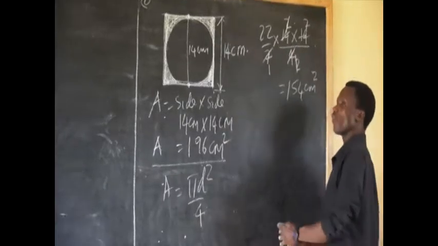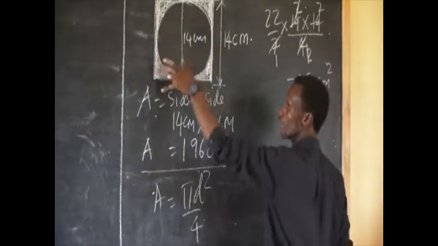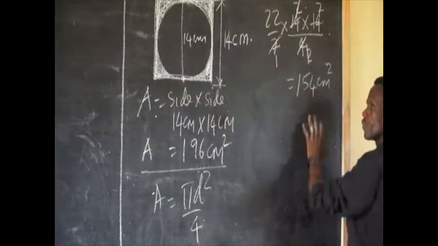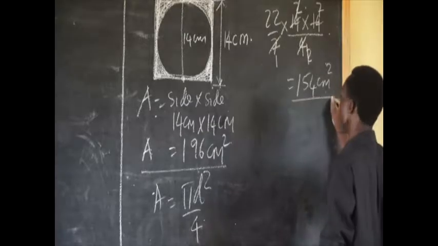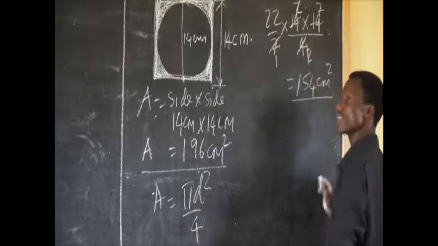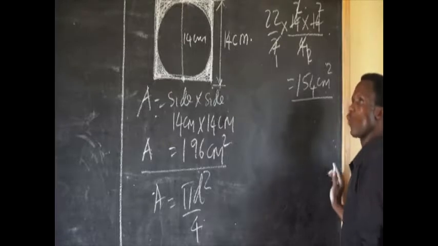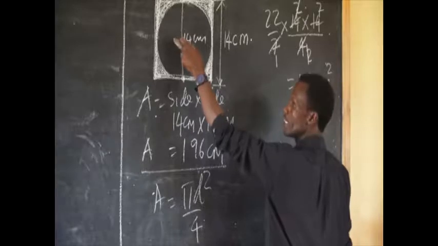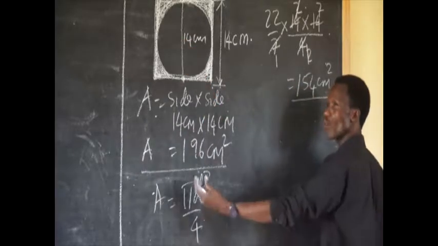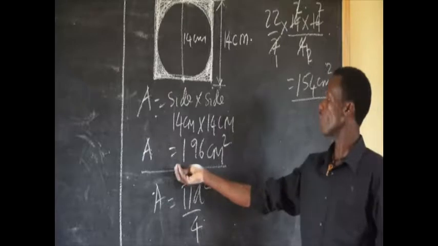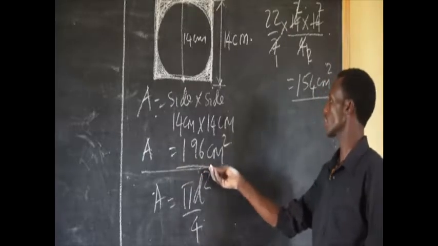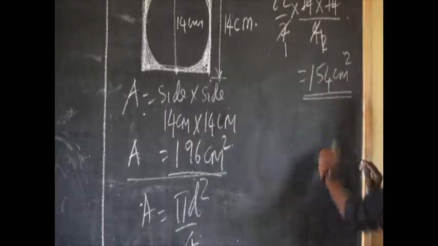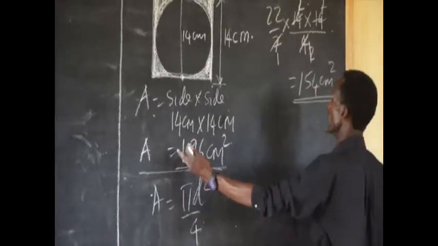So the area of the unshaded part is 154. Now we are not looking for the area of the unshaded, we are looking for the area which is shaded. What we can do is take the area of the whole shape and remove the unshaded area. We just follow the principle. The area of the whole shape is equal to 196, and the area of the unshaded is equal to 154. It is all about finding this one minus this one.